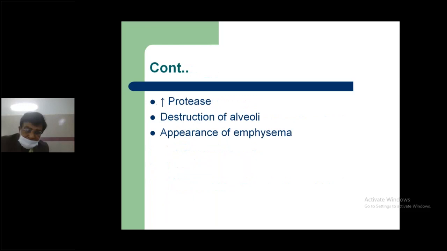Due to inflammation, there is an increased release of protease in the terminal bronchus and alveoli, and that causes destruction of collagen tissue or elastic tissue. Ultimately, the expansibility of the alveoli is decreased, and the collapsing tendency of the alveoli will be decreased. And ultimately, the alveoli will be distended and emphysema occurs. So this is the basic pathology of emphysema and chronic bronchitis.